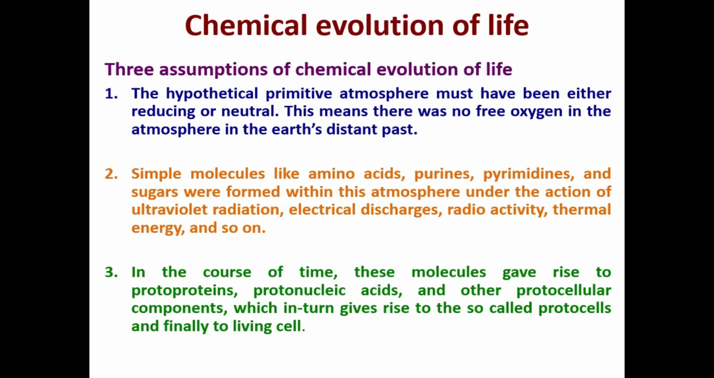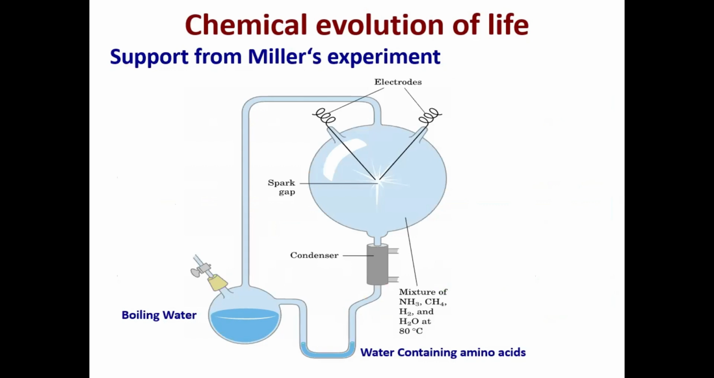To believe these three assumptions, the support came from Stanley Miller's experiment on the synthesis of amino acids. What Stanley Miller did was take boiling water and a mixture of gases like ammonia, methane, hydrogen, and also water at 80 degrees centigrade, and provided electrodes and an electrical spark. By this experiment, he found that certain amino acids can be synthesized. On the basis of this, chemical evolution was believed, that molecules can be synthesized in a reducing atmosphere.